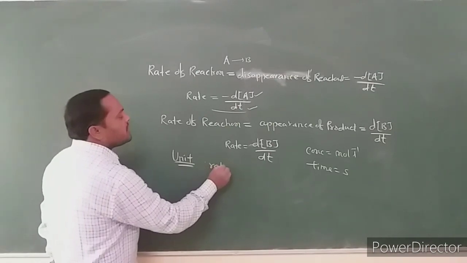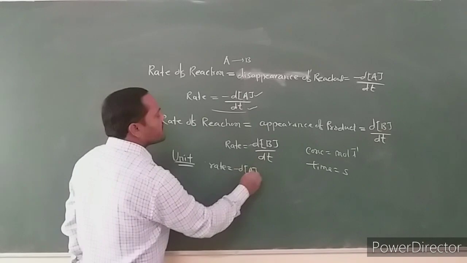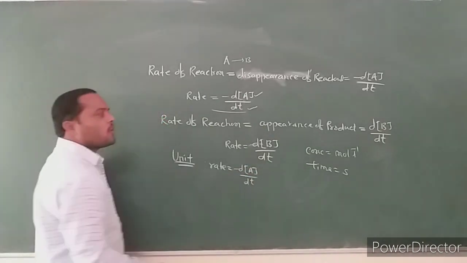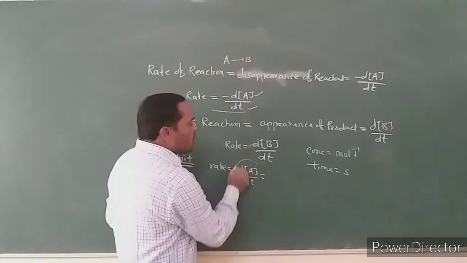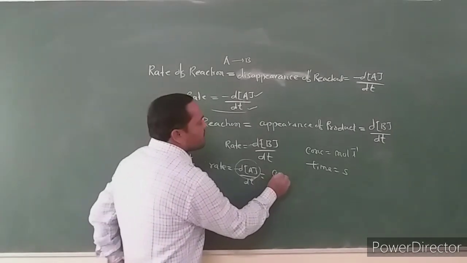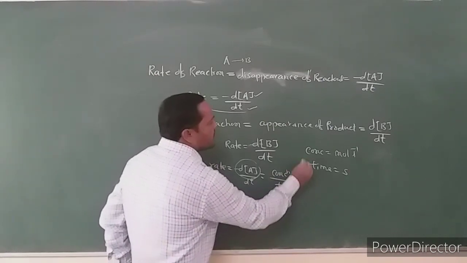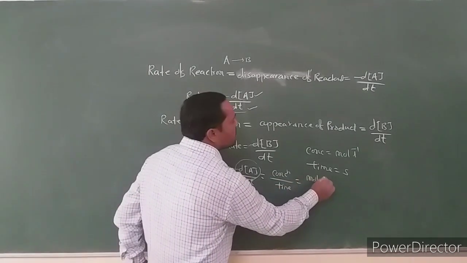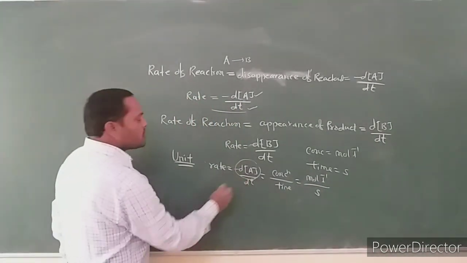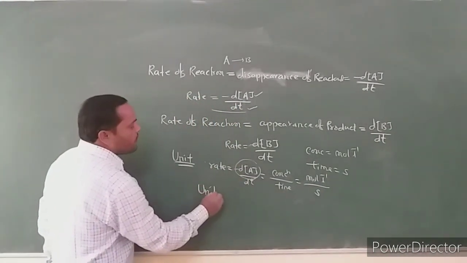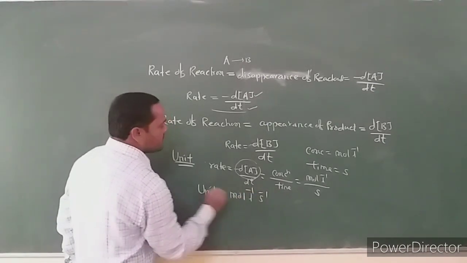The unit of rate of reaction, considered in terms of decreasing concentration of reactant per unit time, involves a concentration term and time. Concentration is generally measured in mole per liter and time in second. On the basis of this, the unit of rate of reaction is mole per liter per second.